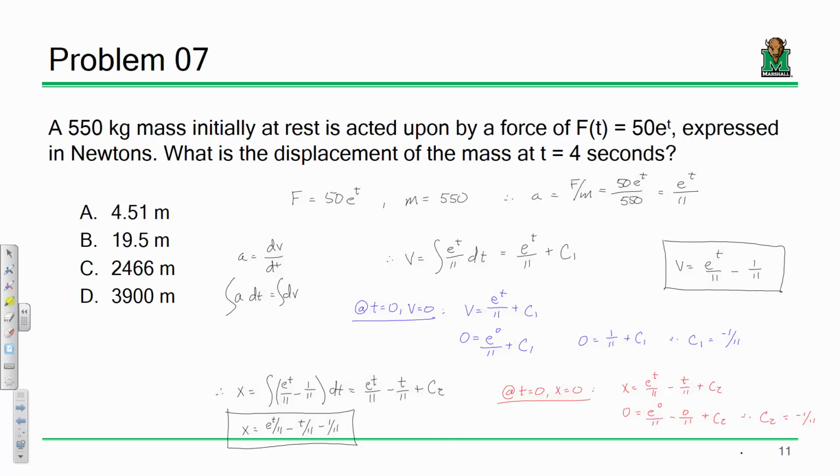And so how do I solve the problem? How do I determine the answer? Plug in t equals 4, and you get a value of 4.51. Pretty straightforward, isn't it?